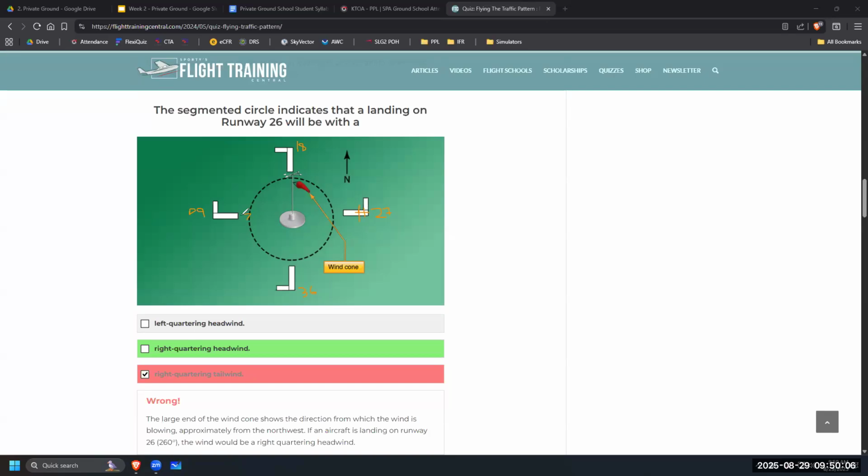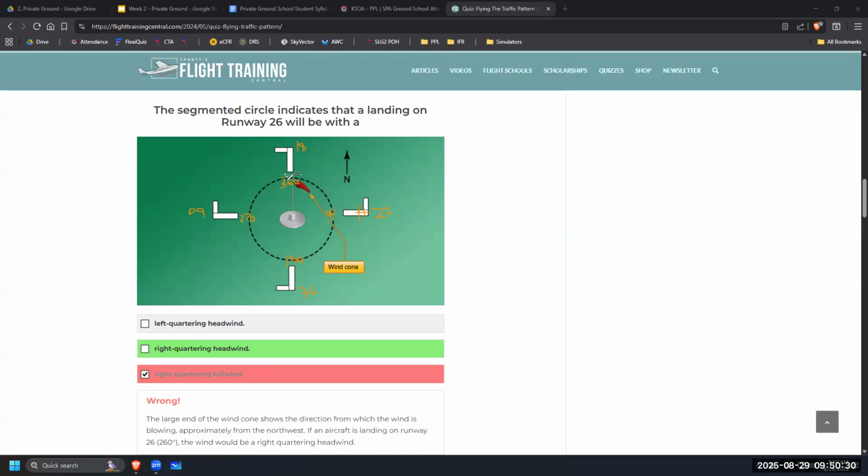270 on the heading indicator, on the compass. 270 is over here. 360, if we think about our heading indicators over here. 090, 18. So the runway that we're on is the magnetic heading that we are facing when we're lined up on the runway.